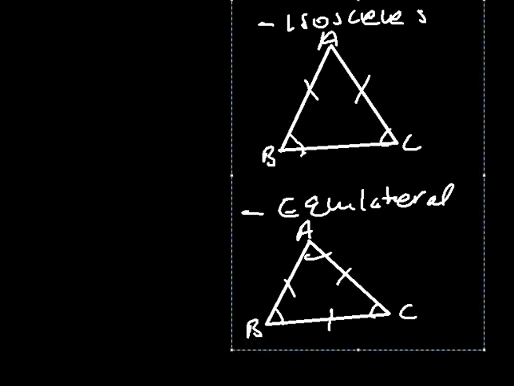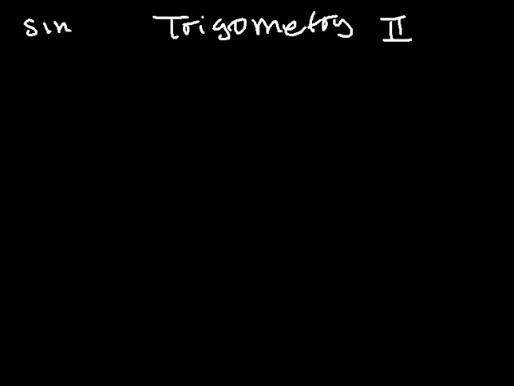What do you think we can use to analyze such triangles? Here is the solution: trigonometry part 2, which is basically in Form 4. In trigonometry part 2, I will be discussing the sine law, the cosine law, and what we call the area law.